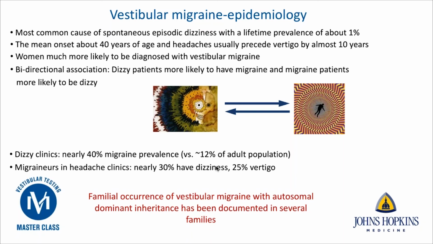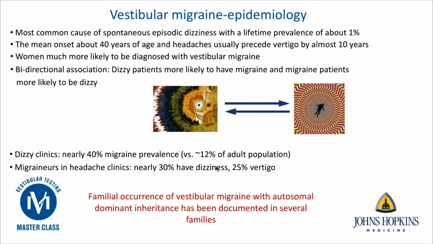Just a few points about epidemiology. The most common cause of spontaneous episodic dizziness in modern life is now vestibular migraine. It has a lifetime prevalence of about 1%. The mean age of onset is about 40. Headaches usually precede vertigo by almost 10 years. Women are much more affected and diagnosed with vestibular migraine. There is a bidirectional association, which means that dizzy patients are more likely to have migraine, and migraine patients are more likely to be dizzy. So these are important points to keep in mind when you are encountering dizzy patients.